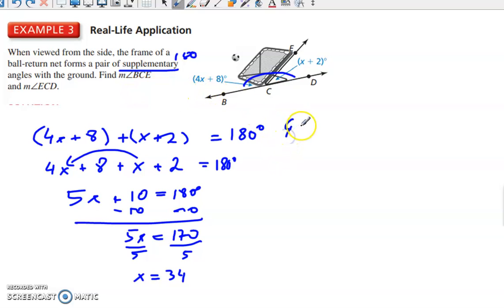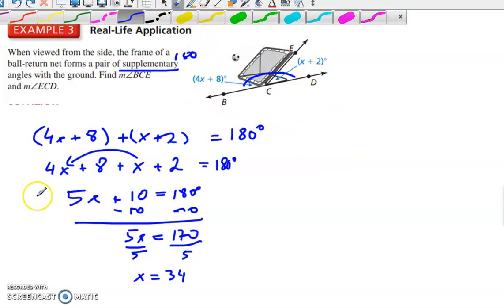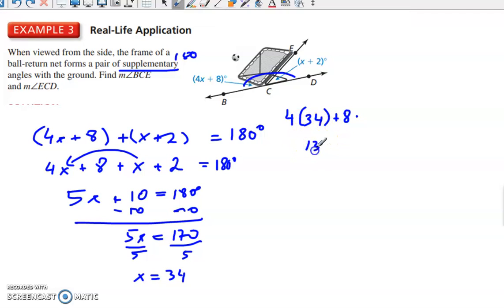So 4 times 34 plus 8. 4 times 34 is 136, plus 8 is 144. That is the measure, 44. That is the measure of angle BCE.